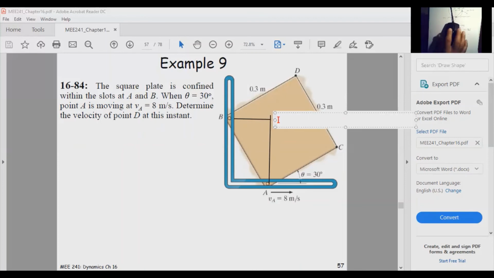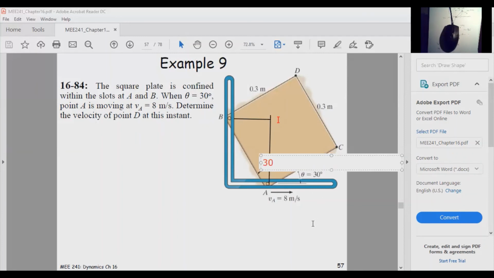Okay. We need to know this distance, right? IA. How do I know this distance IA? What is this angle? 30, exactly. Right, so this angle is 30. And how do I know the distance IA? So I think it's going to be 0.3, right?